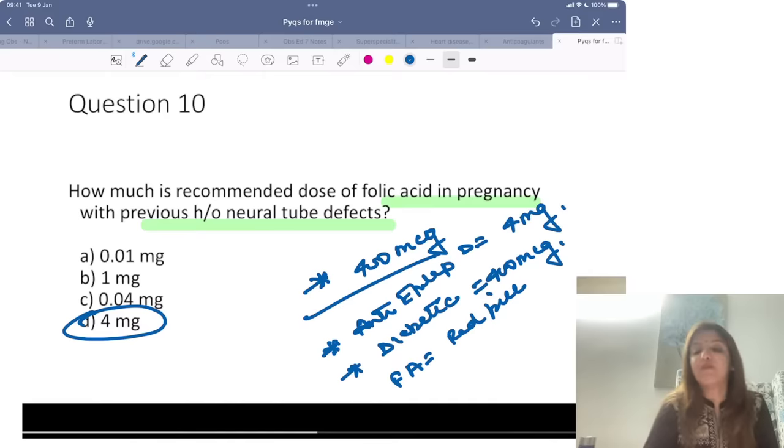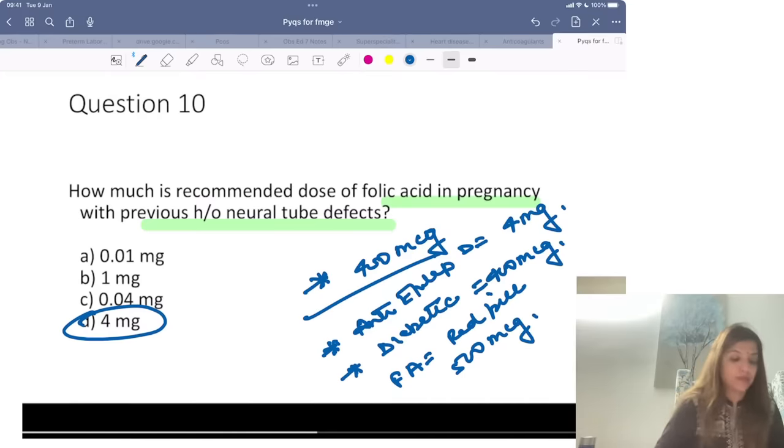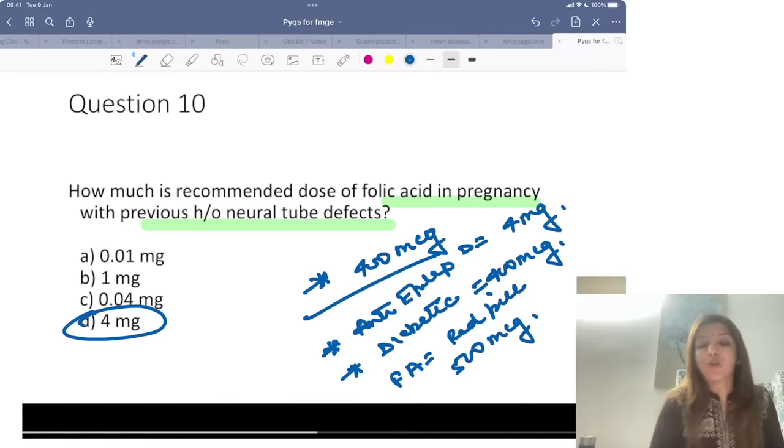So, the red pill that the Government of India gives to prevent anemia, what is the dose of folic acid? 500 micrograms. Clear to all of you? Till how long do you have to give folic acid? Folic acid should be started 1 month before pregnancy and it should be continued for 3 months after pregnancy. From the 4th month onwards, we will give the red pill.